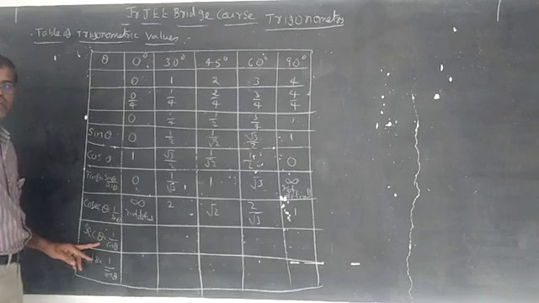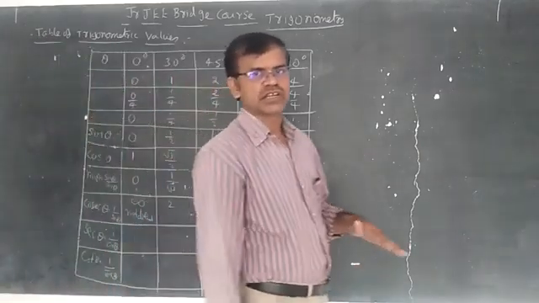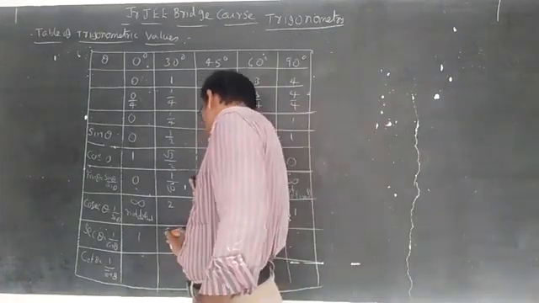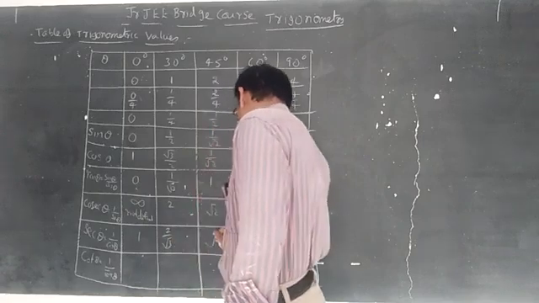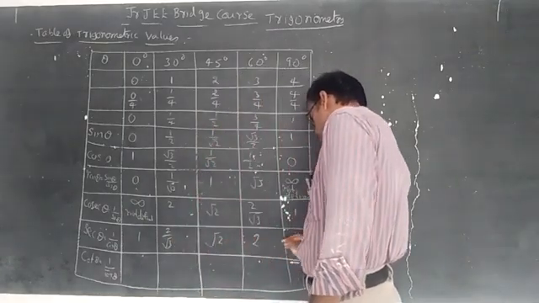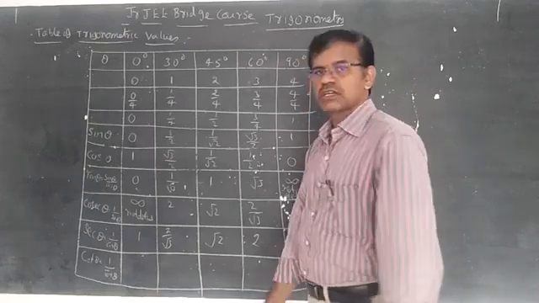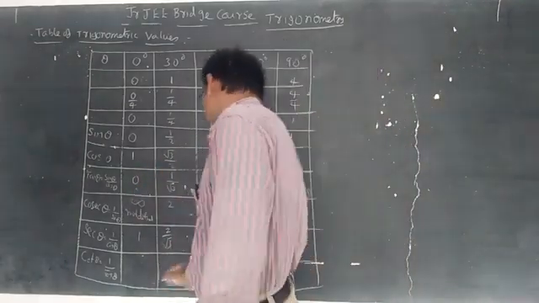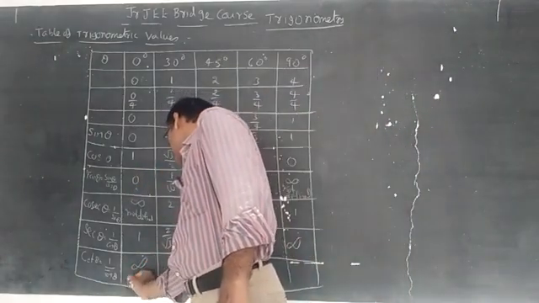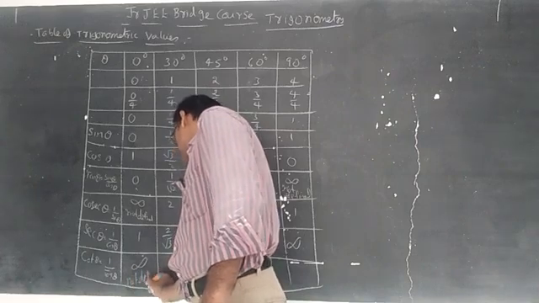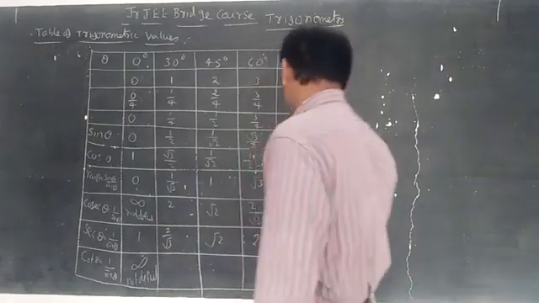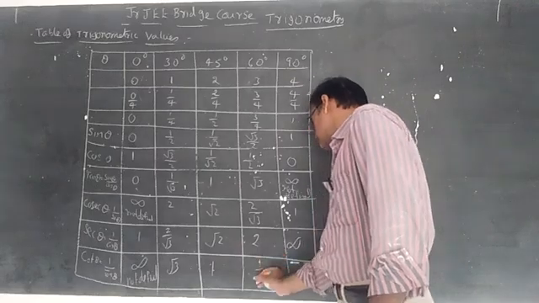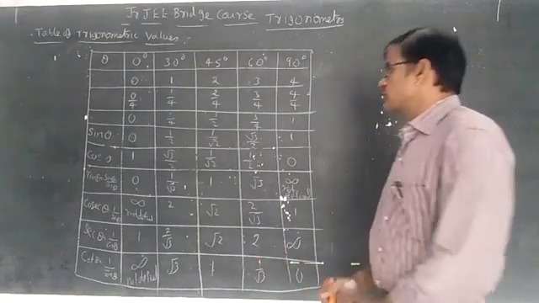You can understand secant theta is the co-function of cosecant theta, so simply you can apply the opposite concept. Here it is 1, here it is 2 by root 3, this is root 2, and this is 2, this is infinity. Next, cot theta is the co-function of tan theta, so reverse it. Here it becomes infinity, cot 0 is not defined. This is root 3, this is 1, this is 1 by root 3, last 0. So depends upon this one.